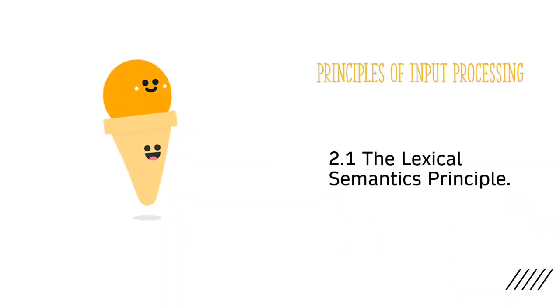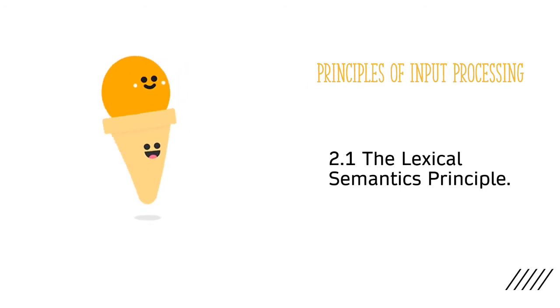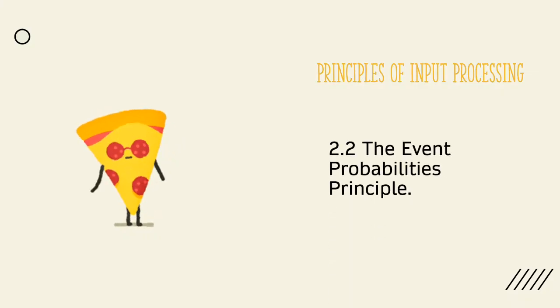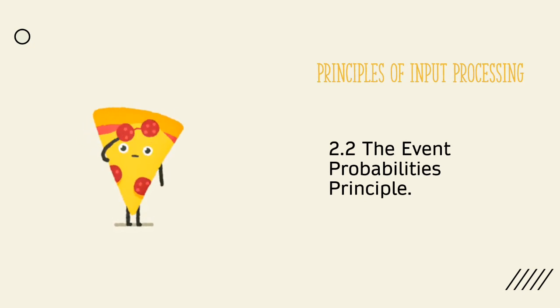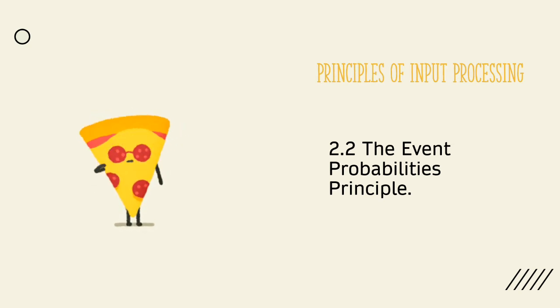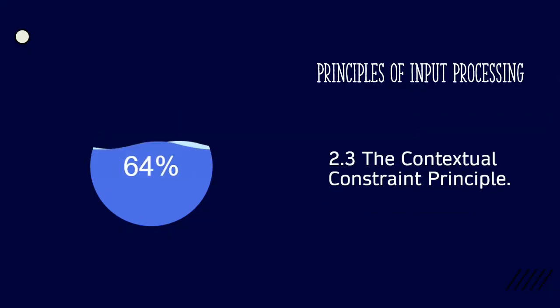The lexical semantics principle is where learners rely on lexical semantics where possible instead of word order to interpret sentences. Under this principle is also the event probabilities principle, where learners rely on event probabilities where possible instead of word order in order to interpret sentences. And the last one is the contextual constraint principle, where learners may rely less on the first noun principle if preceding context constrains the possible interpretation of a clause or a sentence.